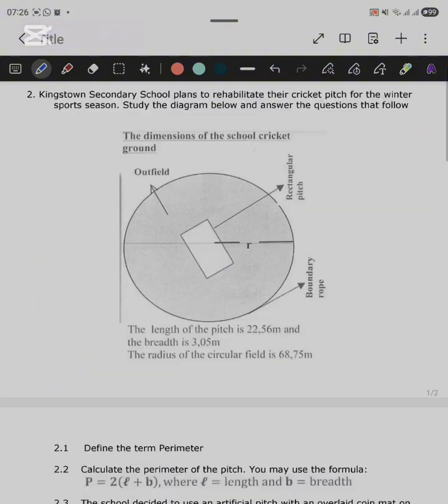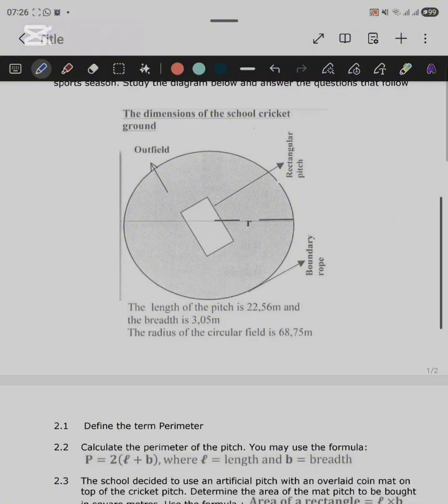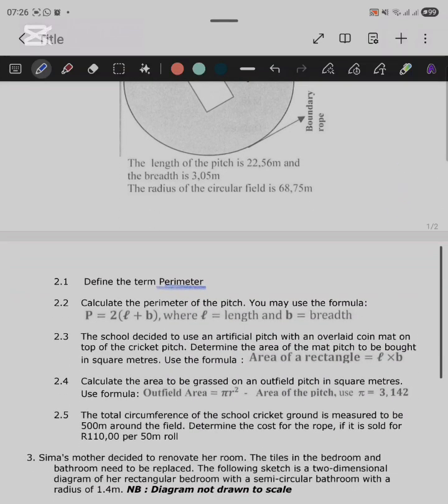Alright, question 2. Kingstown Secondary School plans to rehabilitate their cricket pitch for winter sports season. They've given us a diagram below of the cricket grounds, with the outfield being the circular part, the rectangular pitch in the middle. So, first question they ask us is define the term perimeter. Now, this question does not say in context, it just says define the term perimeter. So, we can just do this as a general definition. Perimeter is the total length of the outside of a shape, or of the boundary of a shape. So we're going to say length of boundary.